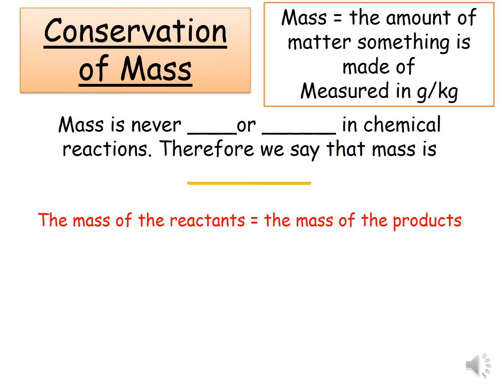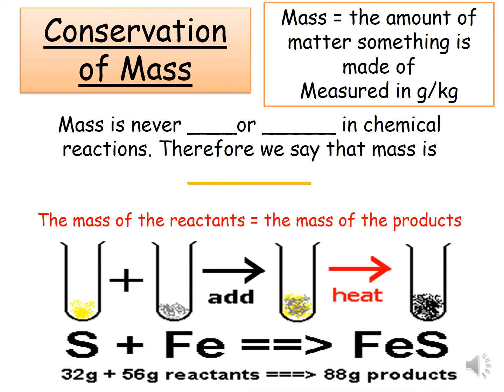So what do we mean by the term conservation of mass? Mass is the amount of matter, what it is made up of. It is measured in grams or kilograms, for example, from the method we looked at earlier, the sugar. What we do know is mass is never lost or gained in chemical reactions. Therefore, we say that mass is conserved. The mass of the reactants, so they're whatever you start off with, is always the same as the mass of the products.